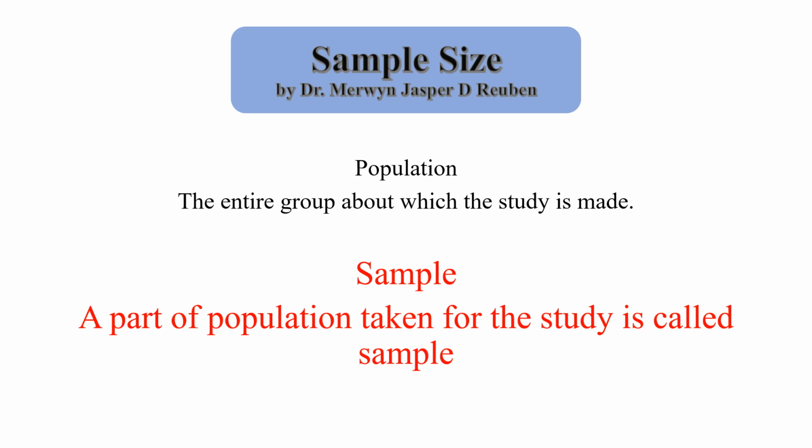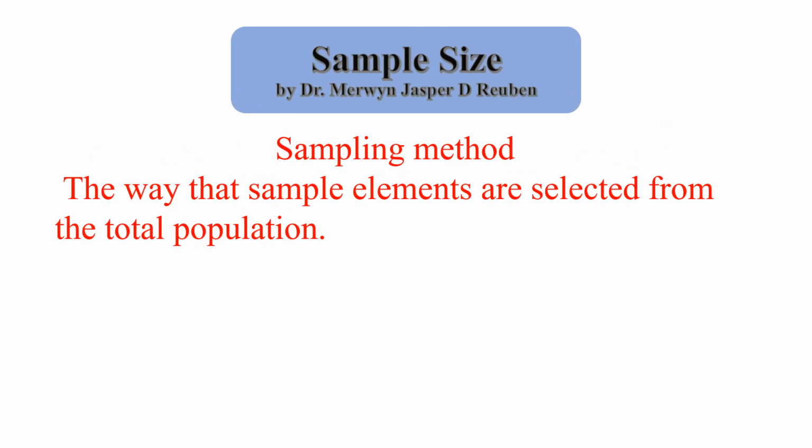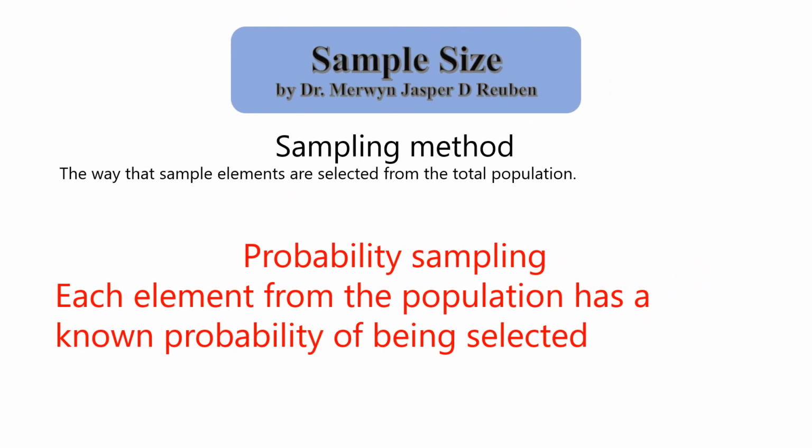Now, in order for the sample to be representative of the population, we employ certain methods in collecting the sample, and these are called the sampling methods. The sampling method is the way the sample elements are selected from the population. Probability sample is the one that we use often, wherein each element has a probability of being selected.